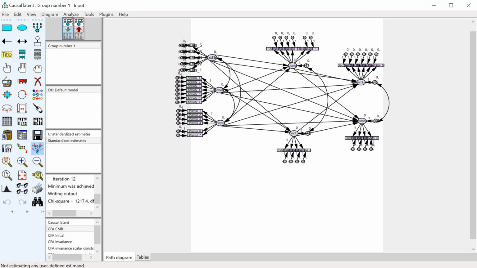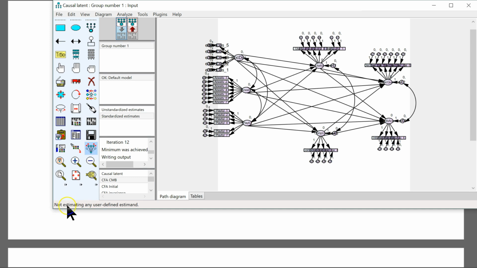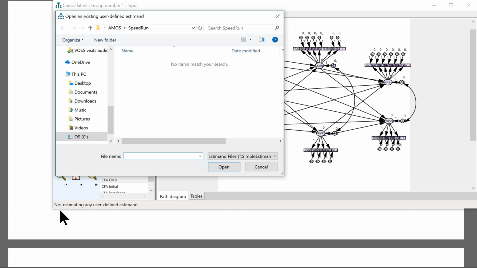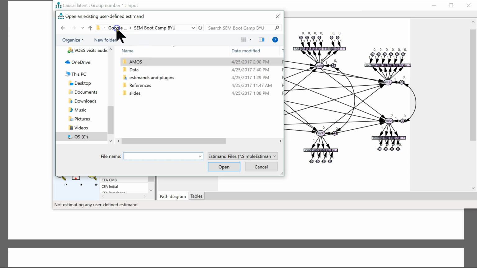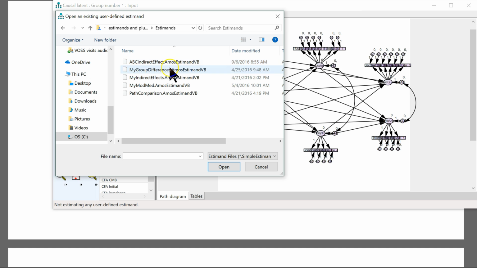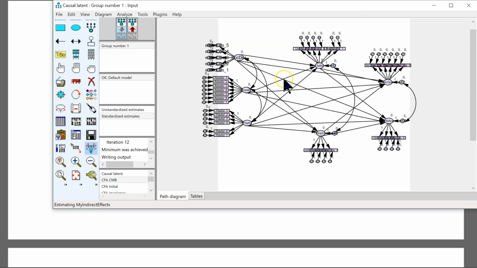You can't see that, can you? Let's go like this for just a sec. If you click on not estimating an estimand, click on the first option, select estimand, and then go get the estimand, which for me, I've stuck it somewhere relevant. Let's see, SEM Bootcamp estimands, and it would be, is it ABC? No. Yes? No. My indirect effects, this one. Open.